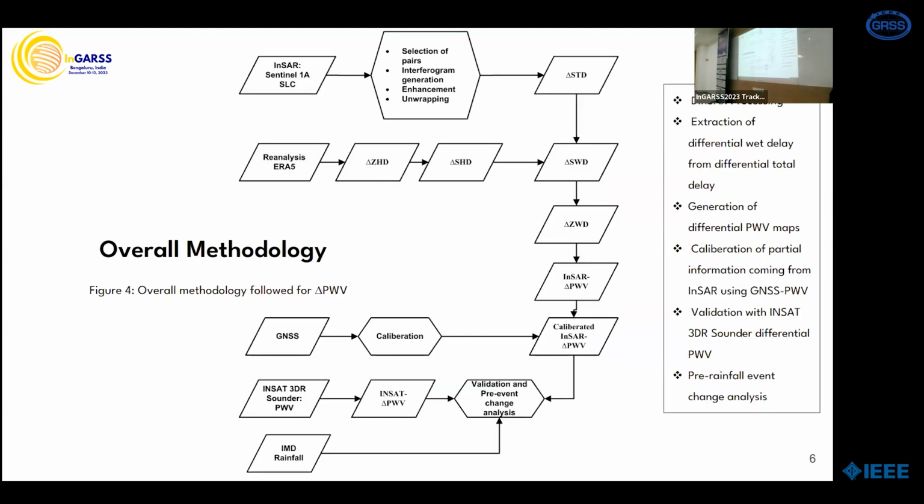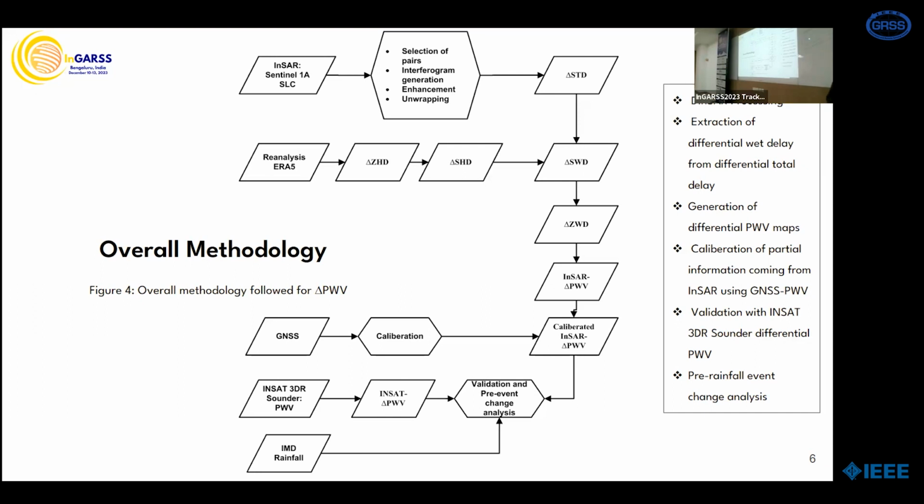This is my overall methodology. I started with the InSAR data set, the main data set used in my study, and selected a few pairs over six months, March 2021 to August 2021. Then I did the interferogram generation, the whole processing, in the software environment SNAP. I did some enhancements like Goldstein filtering and multi-looking, and then finally unwrapped it.